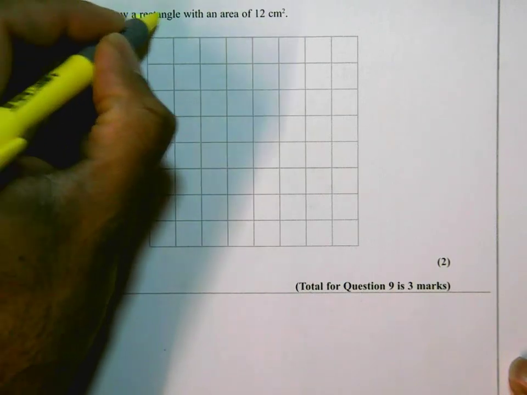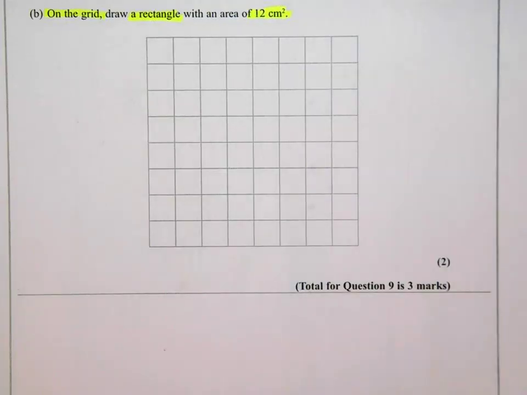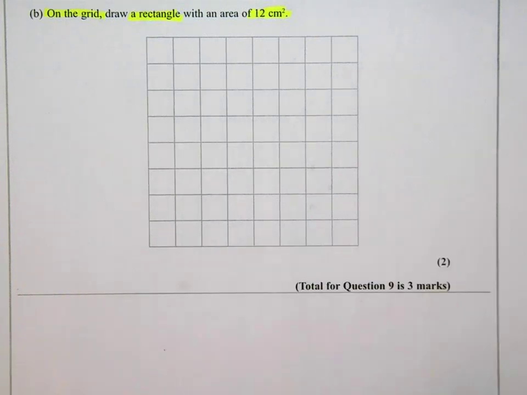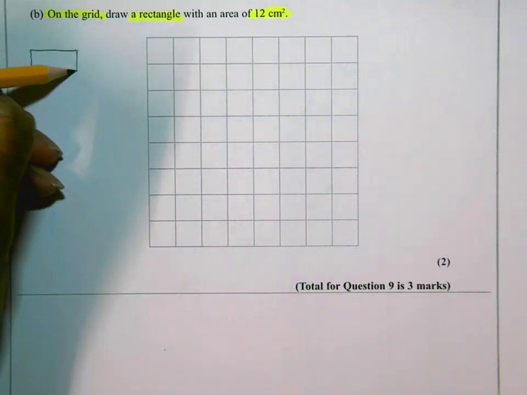This is part B. In part B, again, read the question. It's a simple one-liner. On the grid, draw a rectangle. They want you to draw a rectangle, but they want the area of the rectangle to be 12 centimeters squared. Now, each of these squares is supposed to be a centimeter wide. So what we want to do is draw a rectangle where there are 12 centimeter squares inside of that rectangle.